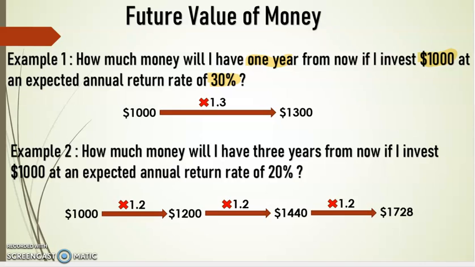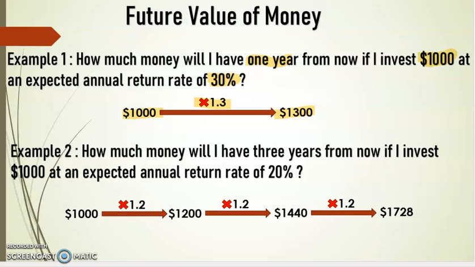So here we will apply this data into our normal common calculation. The simplest way of calculation is that we put 1,000 and multiply this by 1.3, then we get 1,300 after 1 year.